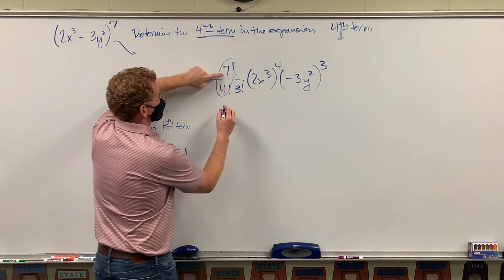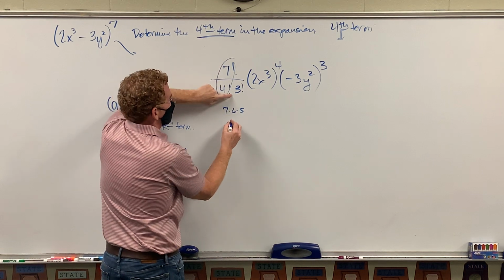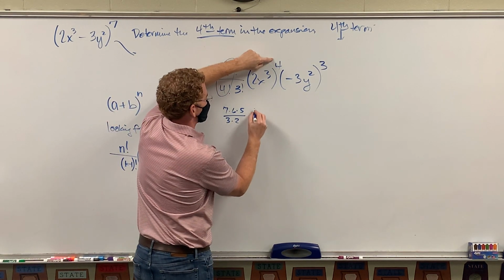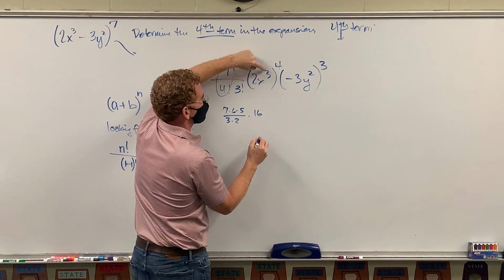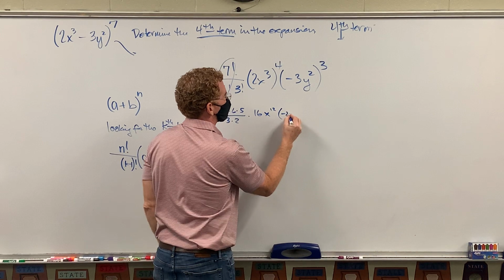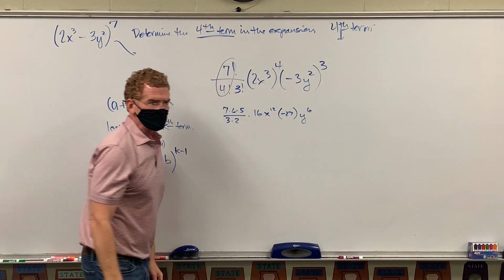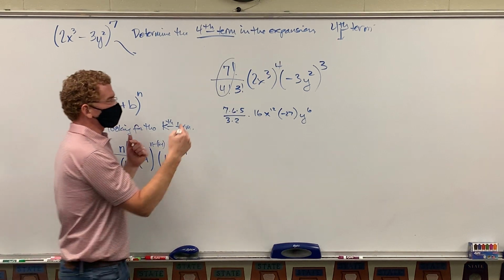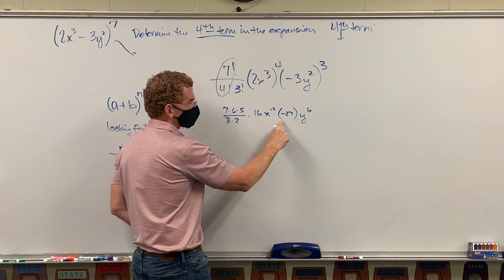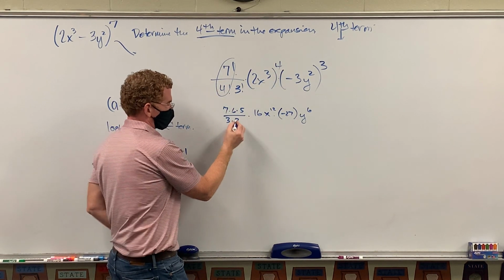So all you have to do now is go, well, that's going to simplify to 7, 6, 5, because the 4, 3, 2, 1 is going to cancel. I also have this 3, 2, 1 on the bottom. I have 2 to the 4th, which is 16. I have x to the 12th. I have negative 3 cubed, which is a negative 27. And I have y squared cubed, which is a y to the 6th. And all of this is being added or multiplied? Multiplied. That's not subtraction, right? That's all multiplication. So at this point, just cancel.